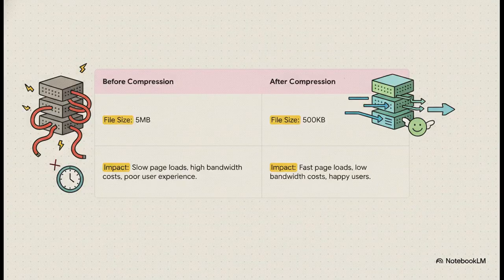But here's the payoff, and it is huge. We're not talking about some tiny little tweak. We are talking about taking a 5 megabyte file and shrinking it down to 500 KB. Just look at the difference in impact. You go from a slow, expensive app to a fast, efficient one with happy users. This is the goal, and believe me, it is completely achievable.